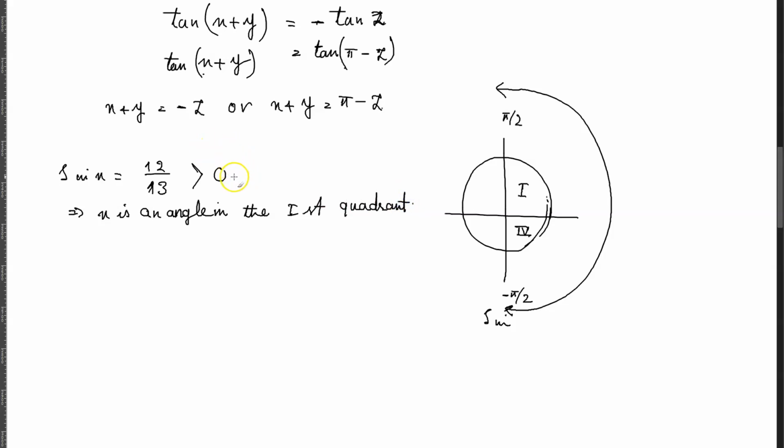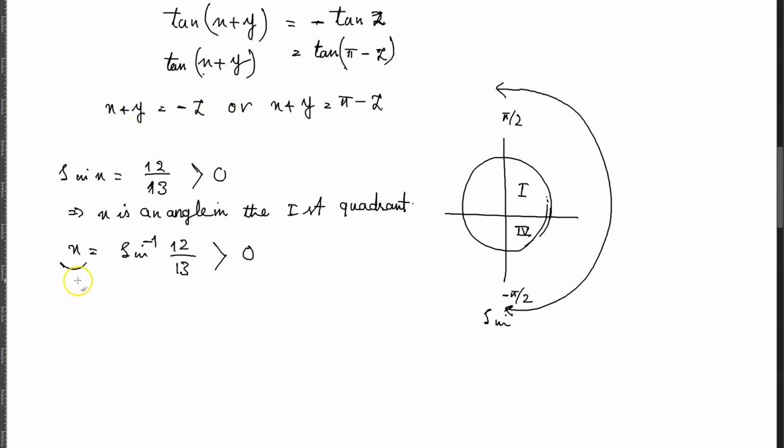Now, since x is an angle in the first quadrant, we know that x is equal to sine inverse of 12/13, and so it's just that angle. That angle happens to be in the first quadrant, which is greater than 0. So basically x, which is sine inverse of 12/13, is a positive value.